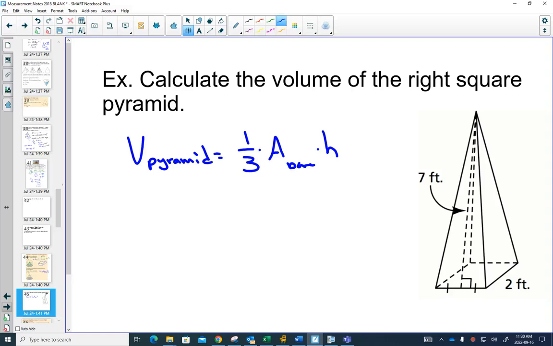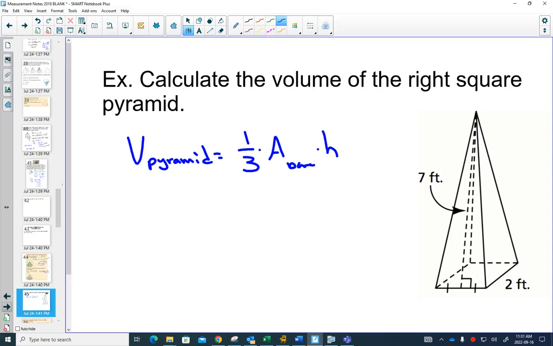Oh. See, this is like, oh, they did that to us again, right? You look at it. Would you not be tempted in this diagram to think the height was 7? Of course. But it's not. What did they give us? They gave us the slant height. Right?